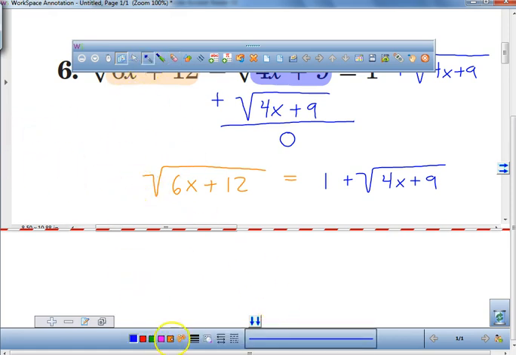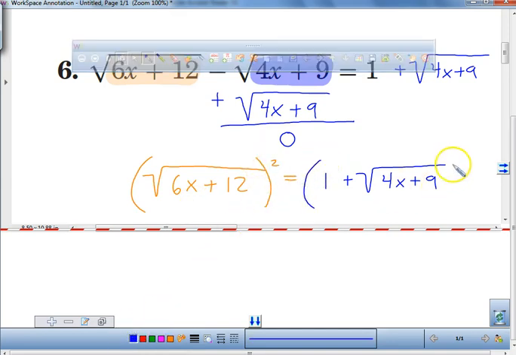So what I'm going to do is square this side. If I square this side, I also have to square this side. Which one is easy, the left side or the right side? Left side. What is this right here squared? Why is the right side a little bit more difficult? Because I have a 1.